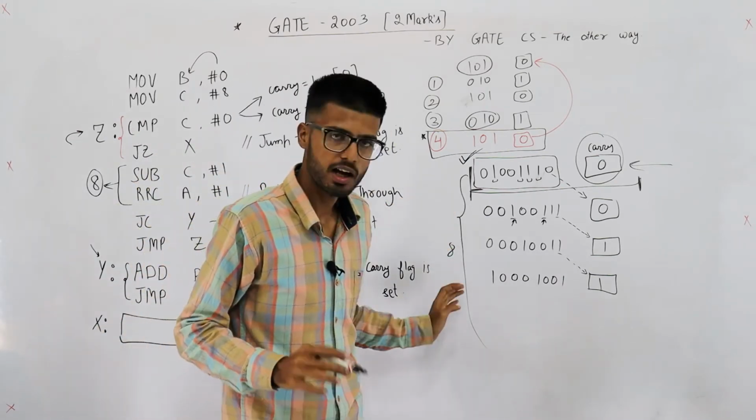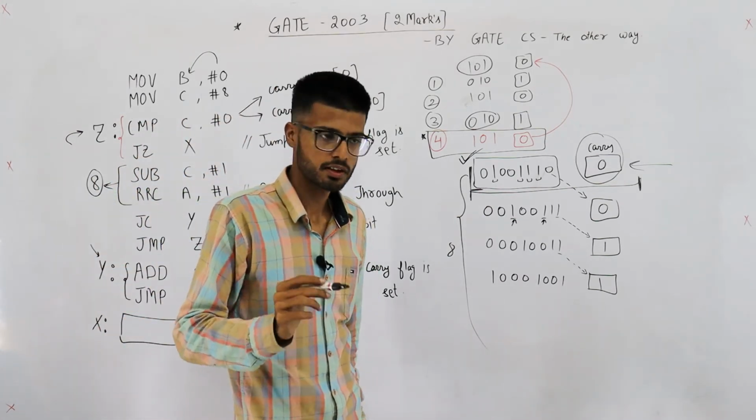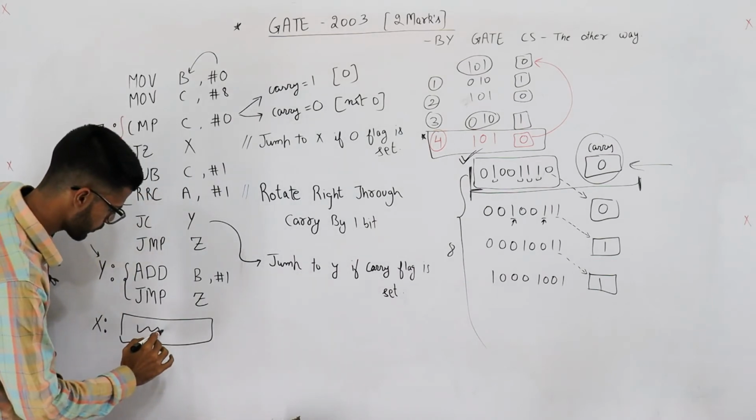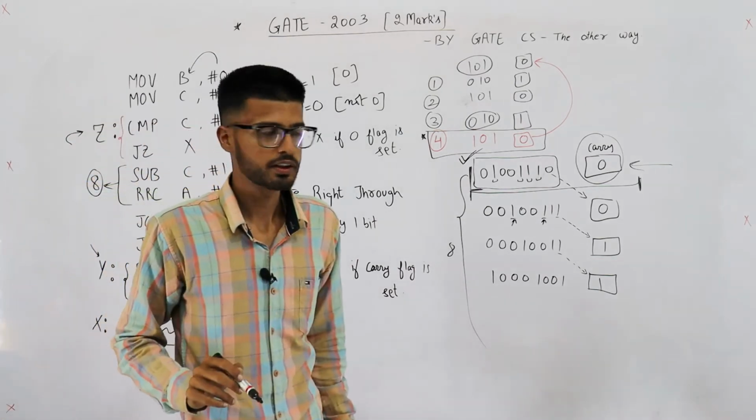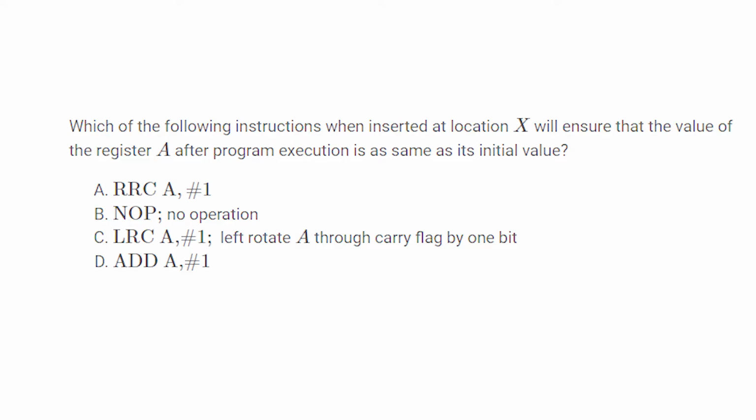8 rotations our program is doing. This code that we have just written performs 8 rotations. Now at the end of this program, we must perform one more rotation to get the original number back. So the answer to this part is option A, RRC A, 1. Now some of you might also get B part, which is no operation. That means leave this line empty. But we have already seen why it's wrong. So I'll see you in the next part.